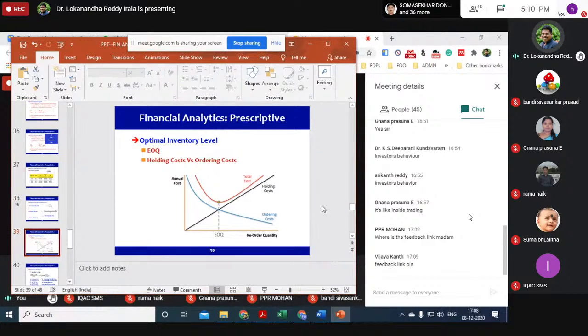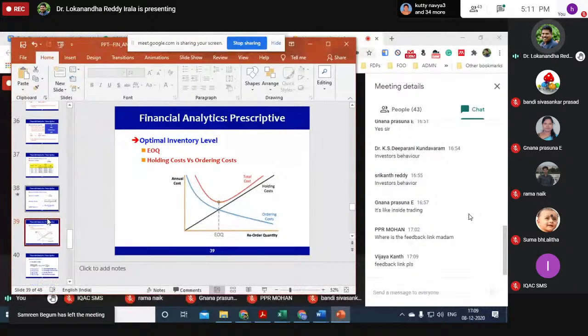Then of course, the EOQ model. I think you all are aware of how the balance has to be achieved between holding costs and ordering costs. If you order a larger quantity, you reduce the ordering cost, but because you have to store the goods for a longer period, your holding cost will increase. On the other hand, if you order more frequently, your ordering cost will increase and the holding cost may be low. So you have to find where the total cost is minimum, the point where holding cost equals ordering cost. These problems can be solved using optimization techniques.